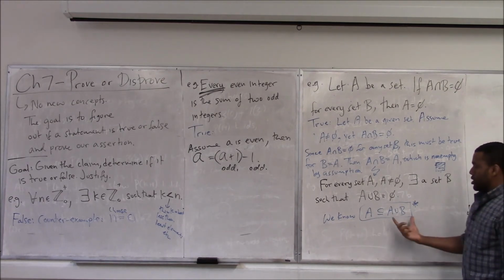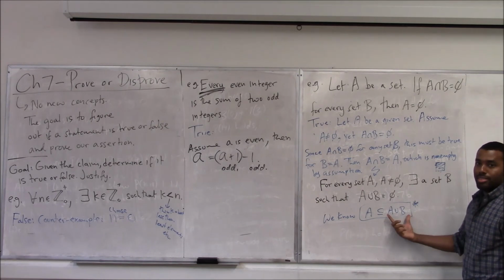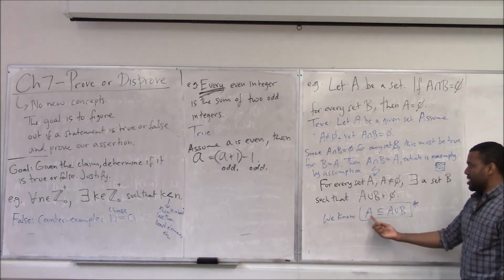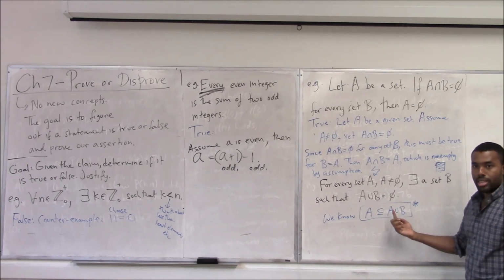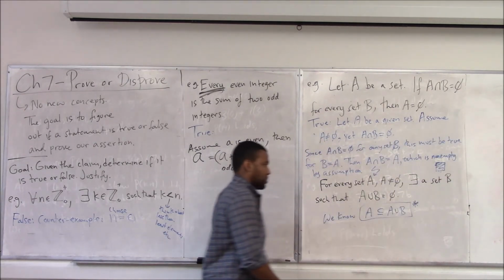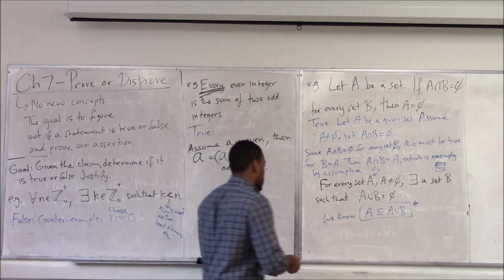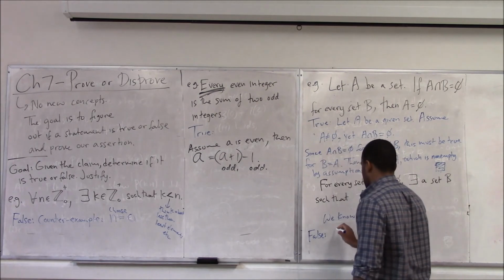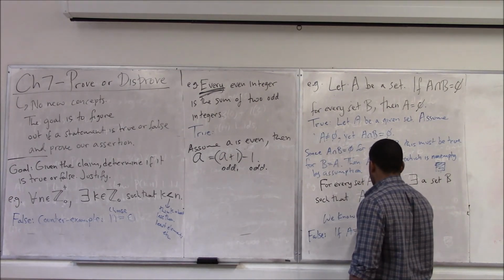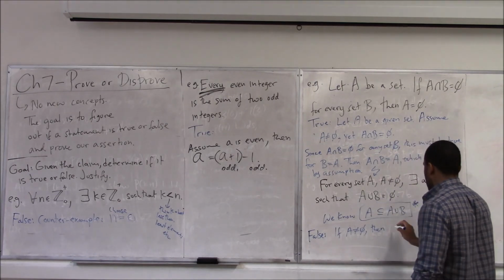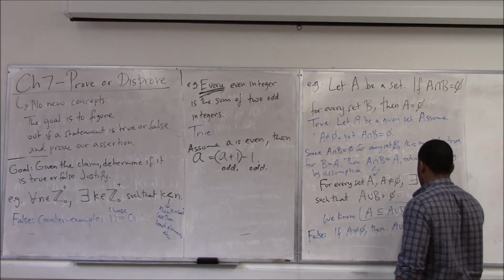Notice that if I assume this was empty, and my A is not empty, then it tells me that there's some non-empty subset of the empty set. So that doesn't make any sense. So here, I would say this is false. If A is not empty, then A union B.